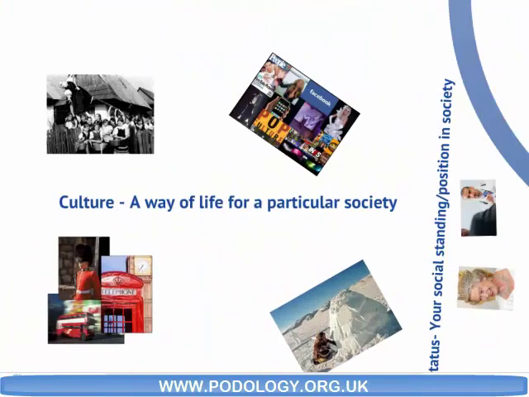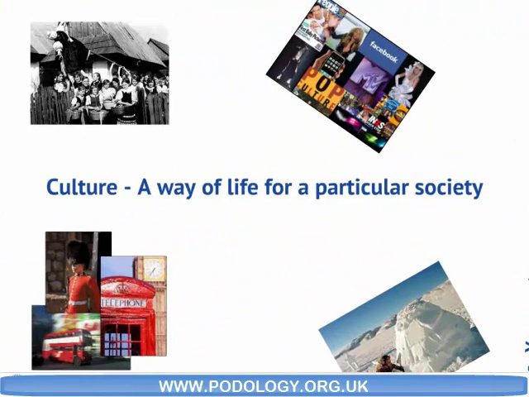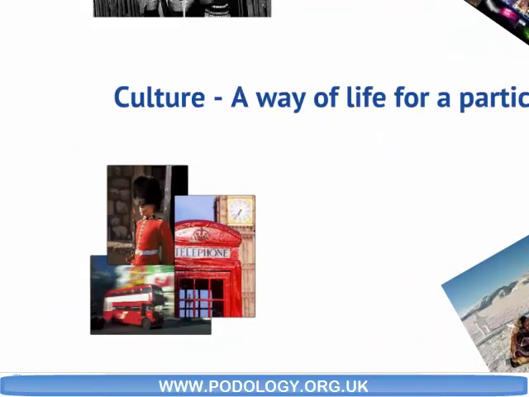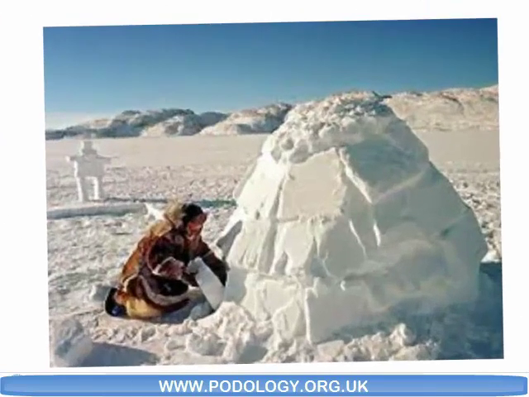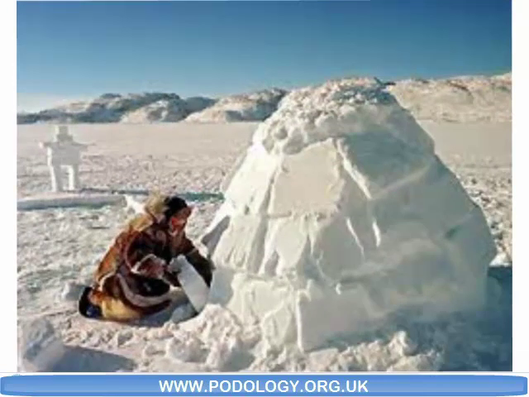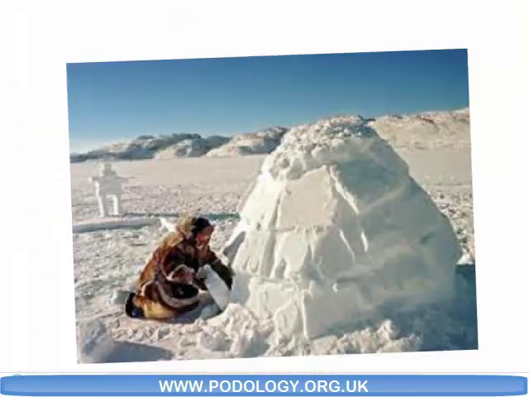The first of our terms is culture, and culture refers to a way of life for a particular society. So for example, we would say that Britain has its own culture. But think how different British culture is compared to that of the culture of an Inuit. The day in and day out activities and tasks are hugely different. Not only does culture differ from place to place, but it also differs over time.